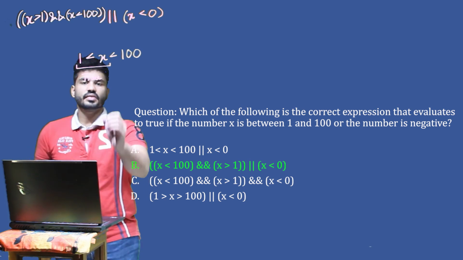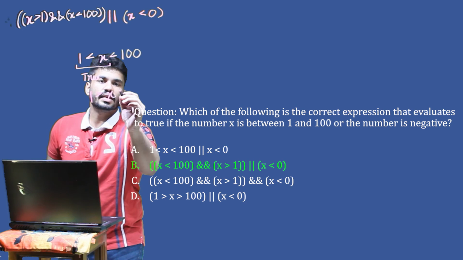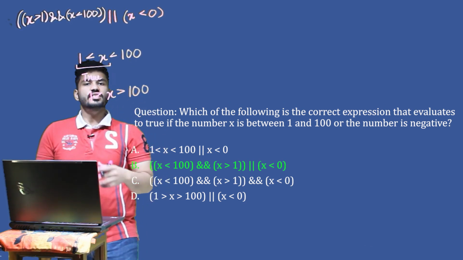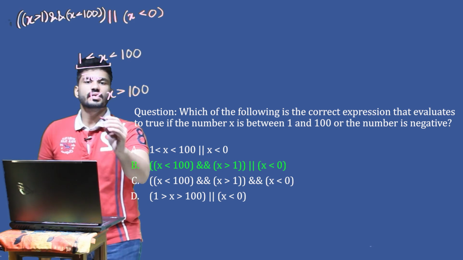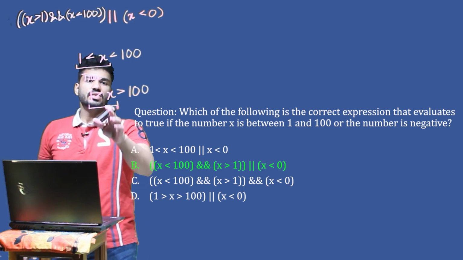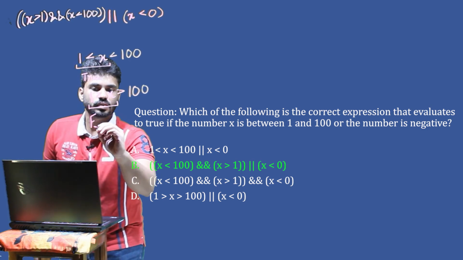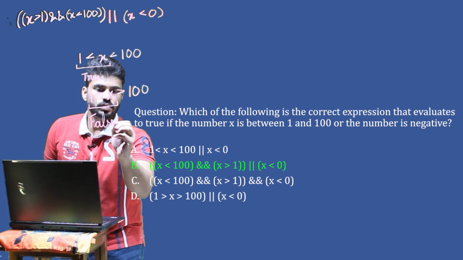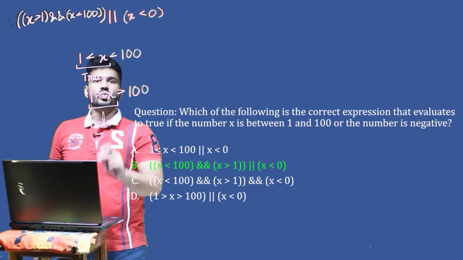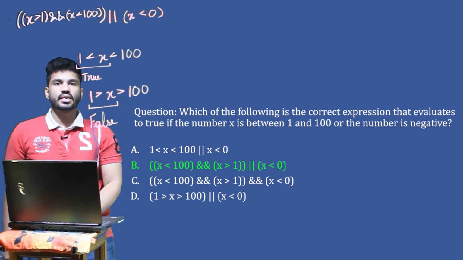In option D we have 1 greater than x greater than 100. So in this we have the same problem as we had in option A. x should be between 1 and 100. So this gets evaluated to false. Now we have a greater than sign with false on one side and 100 on the other side. This again will give us the same error.